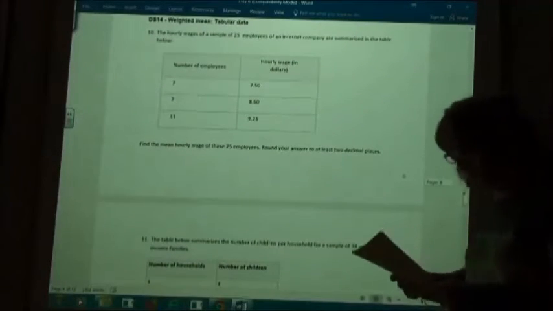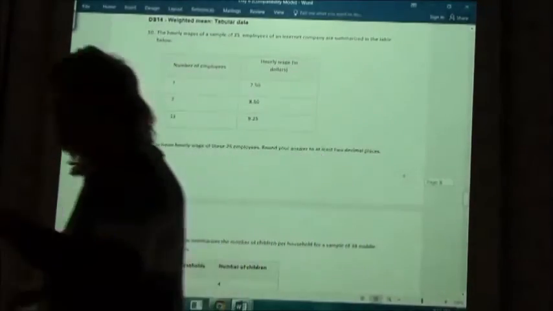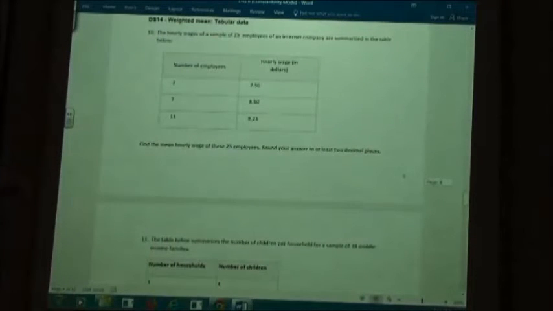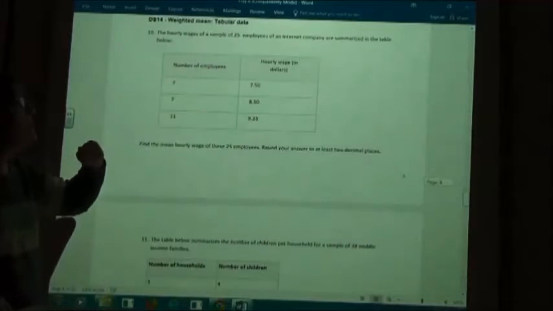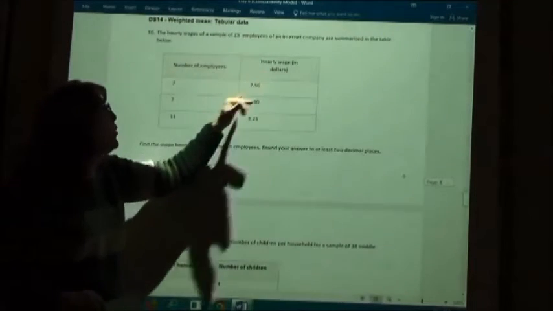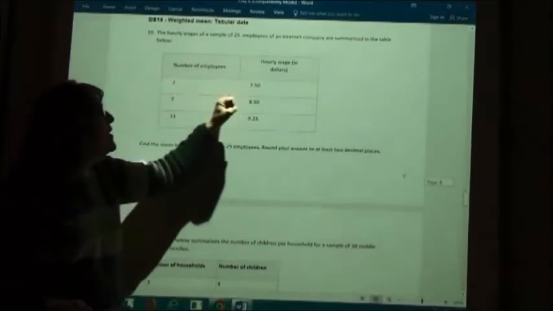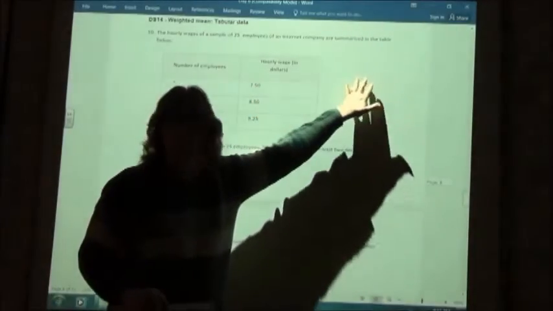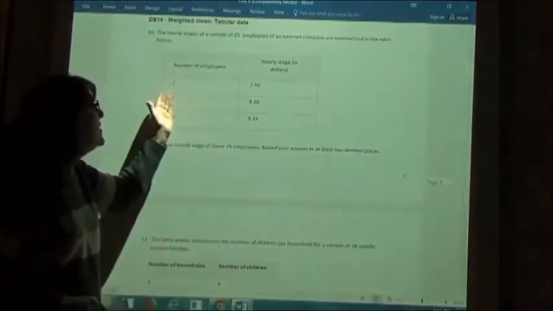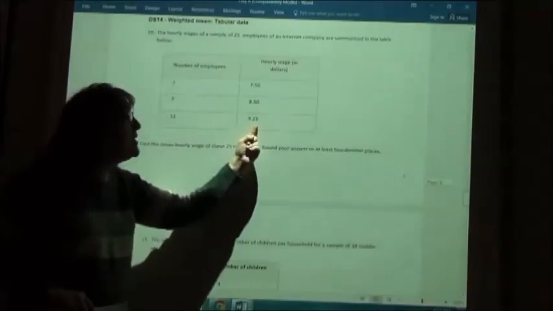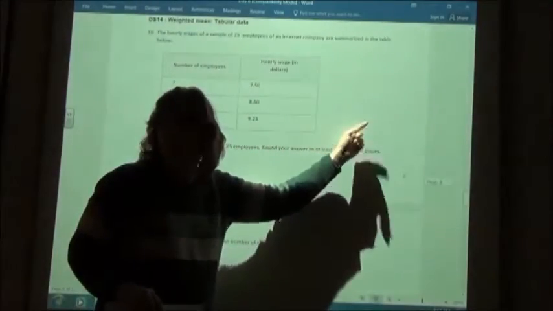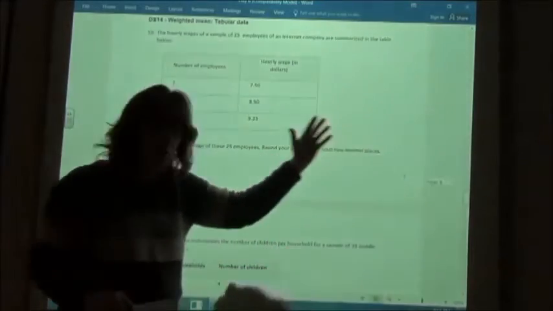Weighted mean. If we're going to do a weighted mean, it means that we have more than one thing in each category. So basically the first thing we're going to do is just multiply 7 employees times the $7.50 to find the total amount for those people, 7 times the $8.50 for the total here, 11 times the $9.25 for the total here. We're then going to find the average of those.